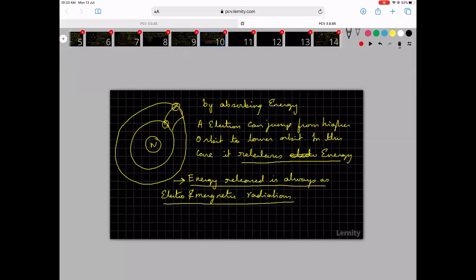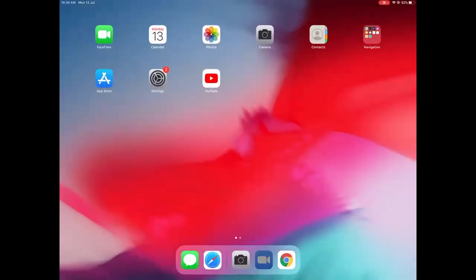Just as it absorbs energy to go from lower to higher, when it comes back it releases that same amount of energy, and that same amount of energy is always released in the form of electromagnetic radiations, that is light. Now we get all the light from the sun primarily because of electrons jumping from one orbit to another.